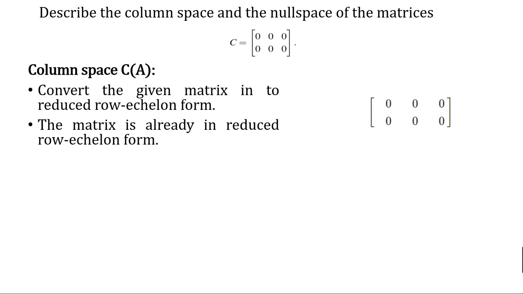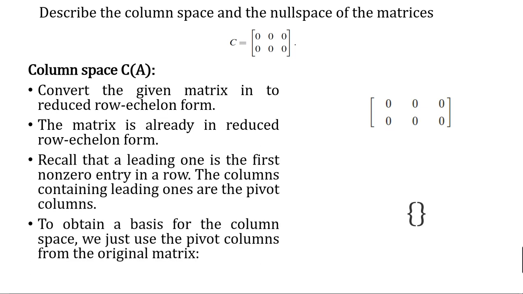Then what are the pivot positions for the given matrix? We don't find any leading coefficient in the given matrix. A pivot position is where the leading coefficients are available. Here we don't find any leading coefficients. Then the column space for the given matrix is the empty space. It is the answer for this given matrix. Here we don't find any pivots, so the column space for the given matrix is the empty matrix.